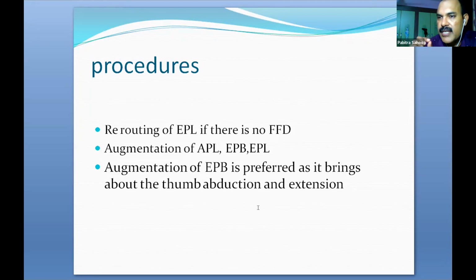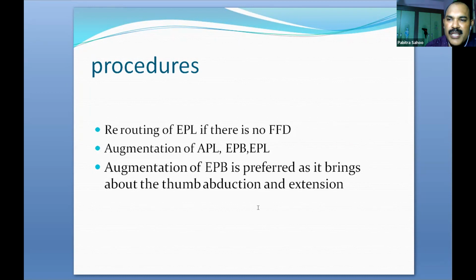Abduction and extension. Please again remember, EPB, extensor pollicis brevis, is an important tendon among all these tendons. If any tendon needs to be transferred, transfer it into the EPB. This acts in both ways. This helps in extension. This helps in abduction. If you don't do that, if it is a simple transfer to EPL, it will cause thumb extension, as we have done in the last case. So that patient may land with a thumb MCP hyperextension.